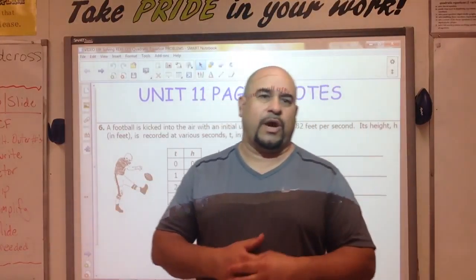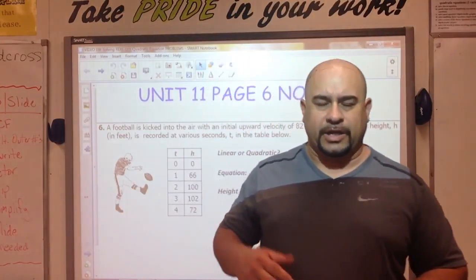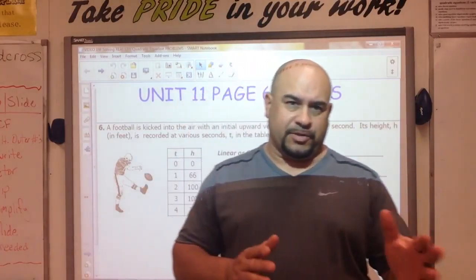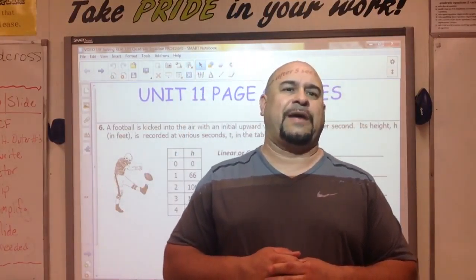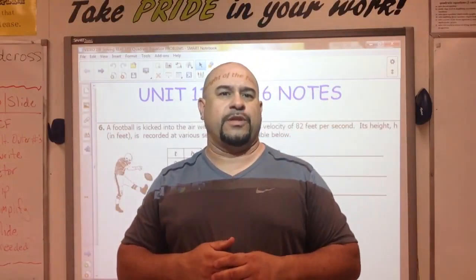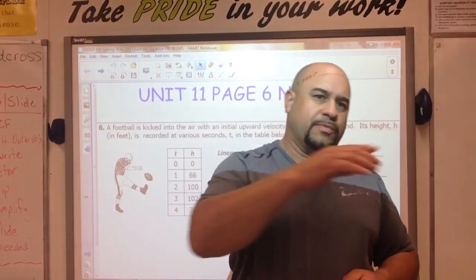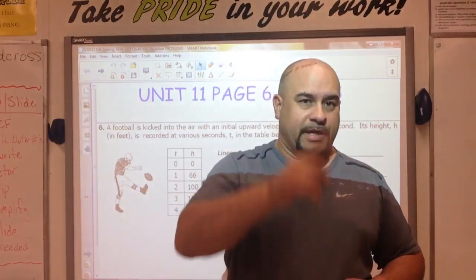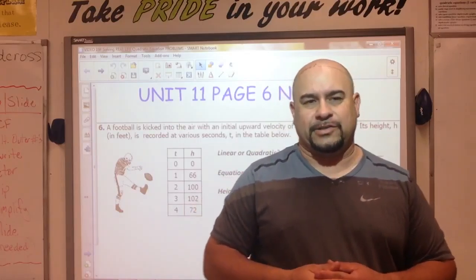Now we're dealing with quadratic equations: y equals ax squared plus bx plus c. The difference between the two: when you graph linear equations, you get a straight line. And if you remember, we talked about the four different slopes. You have positive slope, negative slope, zero slope, and up and down is undefined slope.